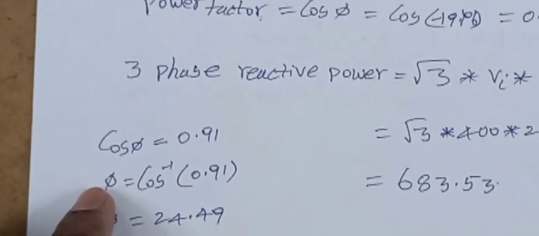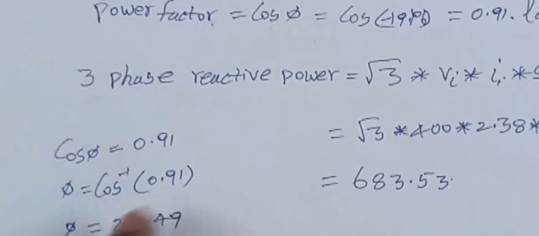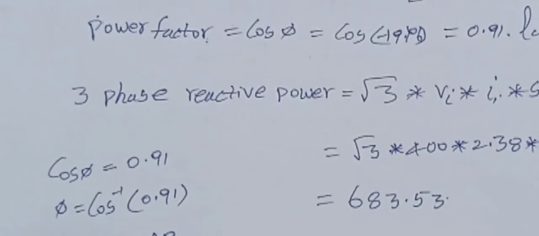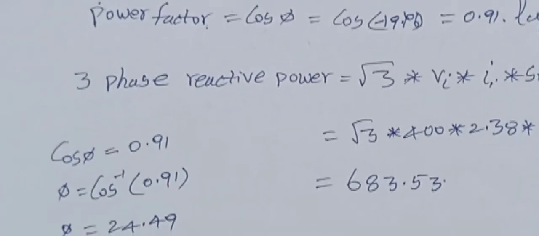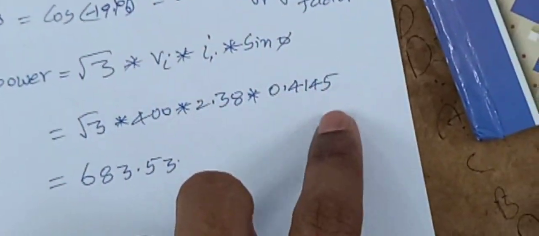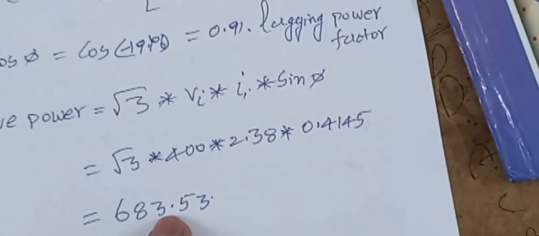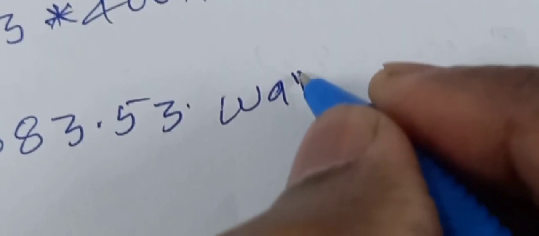From that value we can get phi equal to cos inverse of 0.91, in the sense we can get phi value as 24.49. That phi value 24.49 we can substitute in sin, and we can get 0.41. That 0.41 you have to substitute here, then you can get 683.53 watts. Okay.